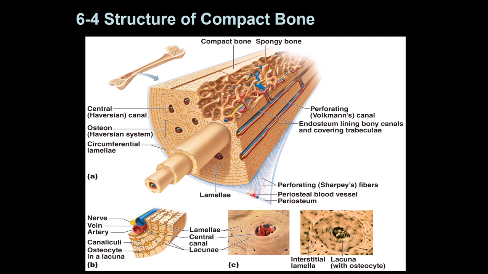There is another structure here. This is the periosteum. The periosteum is made of two different layers, and I will come back to that. This is the reason I'm showing you this image, because you cannot see this in the other picture. These fibers are called Sharpey's fibers or perforating fibers, and they connect the periosteum to the rest of the bone.